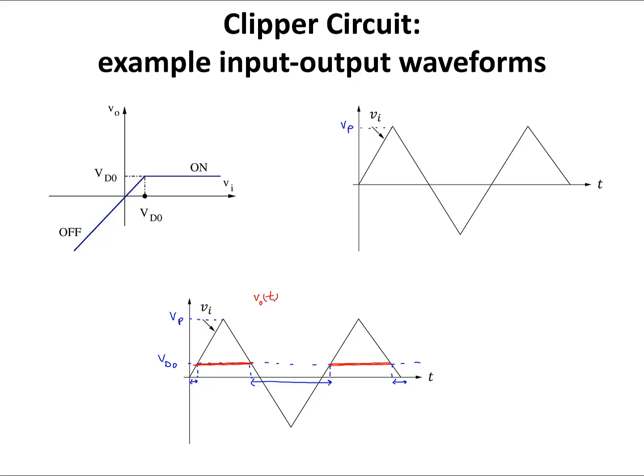And for other time intervals at which Vi is less than VD0 volts, V out and Vi are the same. So I'm going to draw the same line for Vi as the graph for V out. V out and Vi are the same for Vi less than VD0. So this is the graph of V out of t.